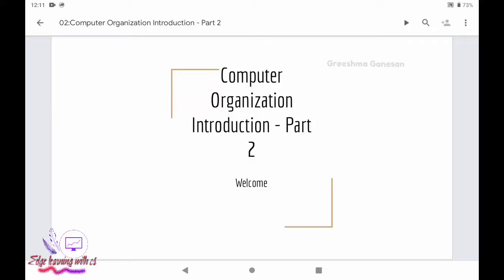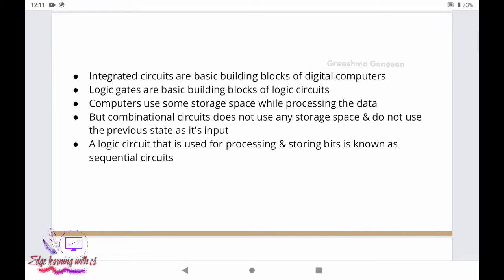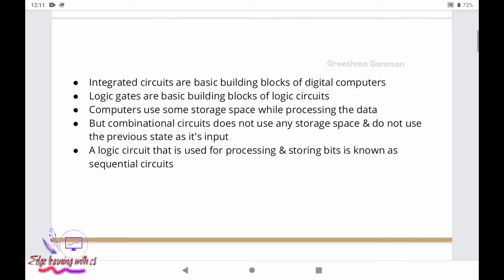Hi all. So we have reached our second chapter, Computer Organization Introduction, Part 2. Basically, some points that we have already learned in chapter number 1, we can briefly recap.